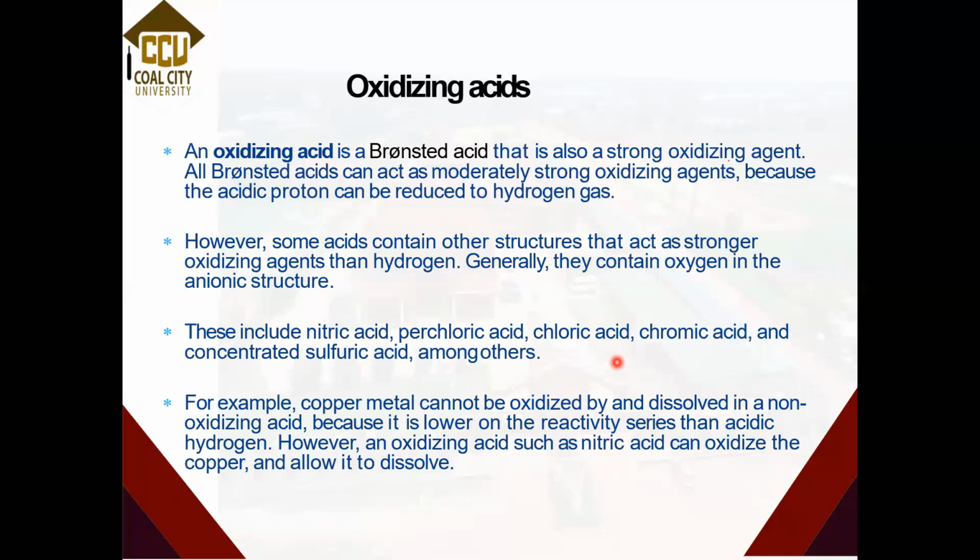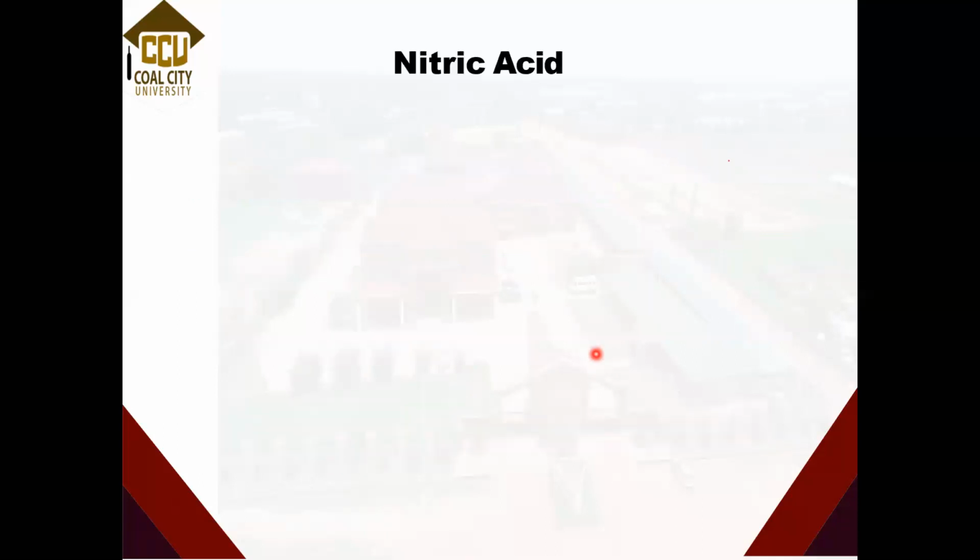For example, copper metal cannot be oxidized by and dissolved in a non-oxidizing acid because it is lower on the reactivity series than acidic hydrogen. However, an oxidizing acid such as nitric acid can oxidize the copper and allow it to dissolve. So let's see some of these oxidizing acids, and then we'll conclude from there.